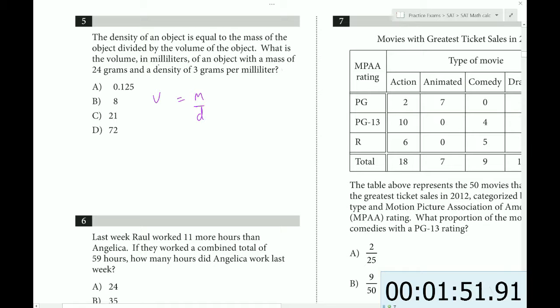So what is the volume of an object with a mass of 24 and a density of 3? So we just have to divide 24 for the mass by 3 for the density. So that equals 8 for the volume.